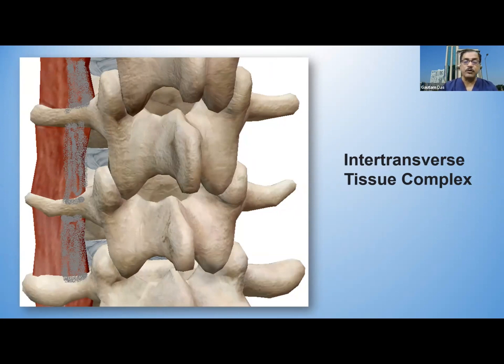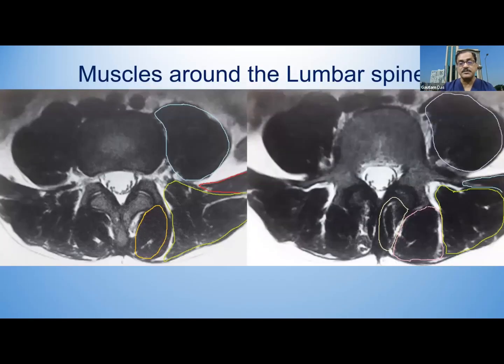So these together form the intertransverse tissue complex, and just below that is the foraminal area, the neurovascular bundle, and just below that there will be the psoas. So when we put our probe over the transverse process, we'll be able to identify these structures: the intertransverse tissue complex, then the neurovascular bundle, and then we'll be seeing the psoas major muscle.